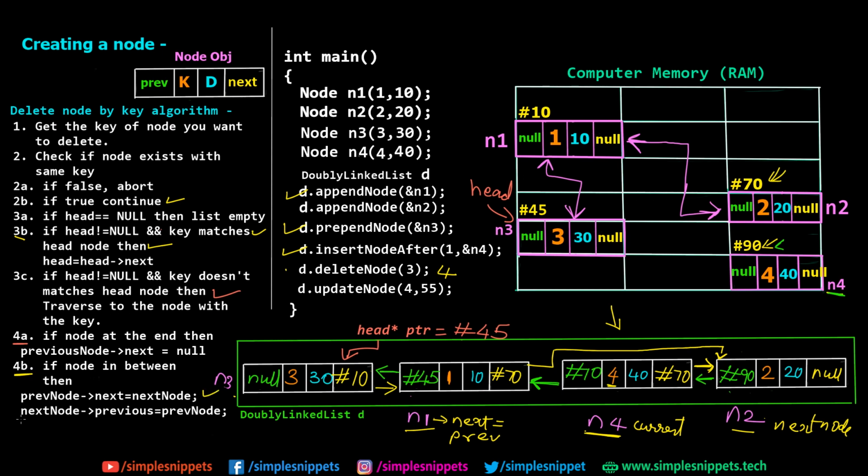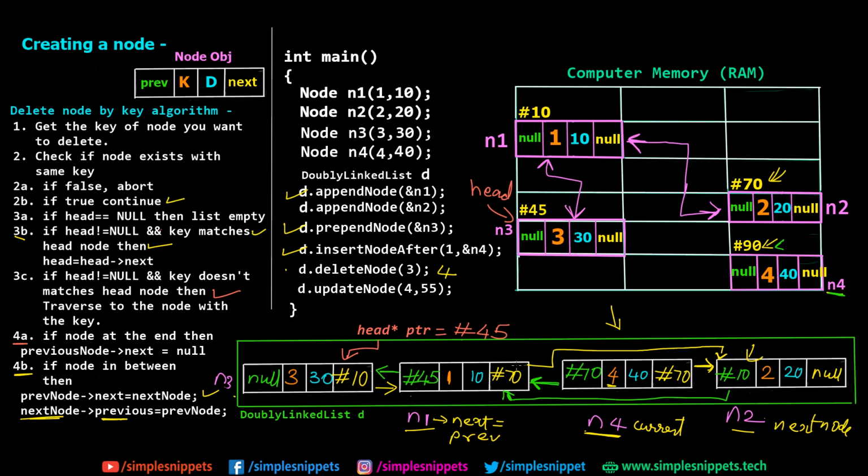Similarly, we have to say next node of previous. Now next node is N2. N2's previous is this pointer. We have to change that to the previous node. Now the previous node is N1, and N1's address is #10. So I'm going to say #10 over here. Basically what we did is we changed this to point to N1, and that's the only thing that we have to do.